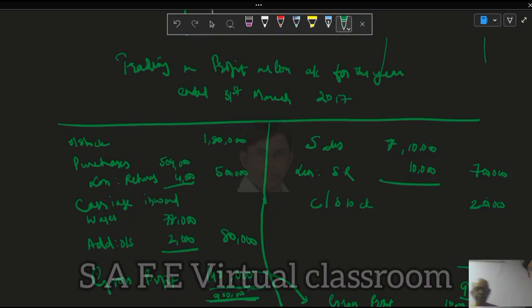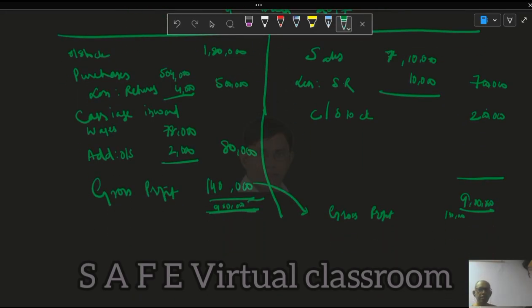Salaries also will come there only, no? Yes, in profit and loss only salaries will start off. Gross profit is here. How much? 1 lakh 40,000. So from here again salaries.